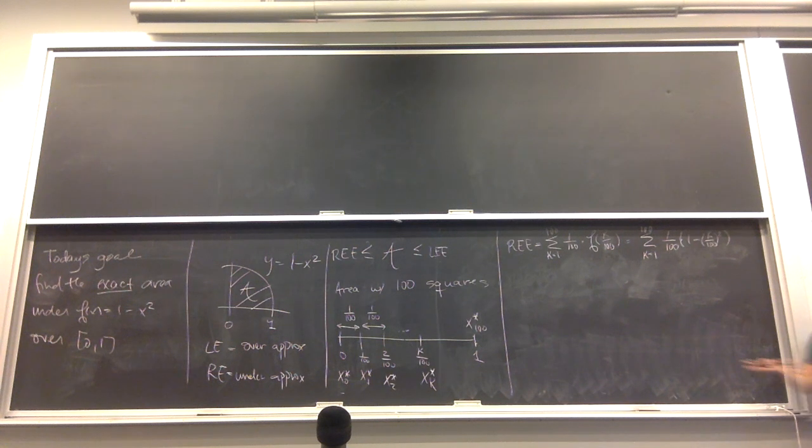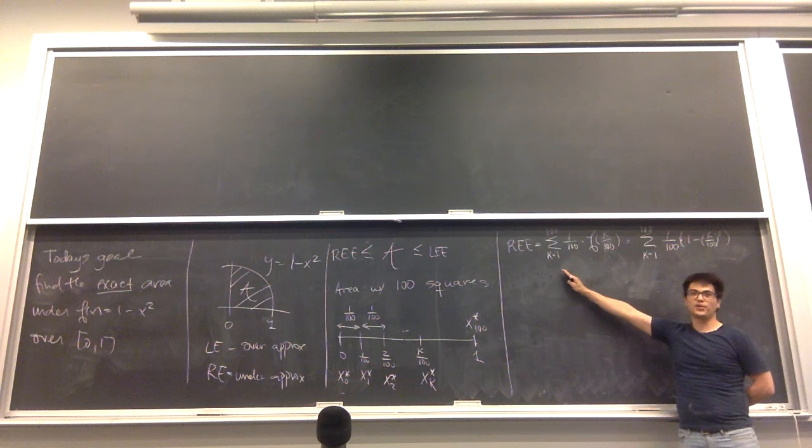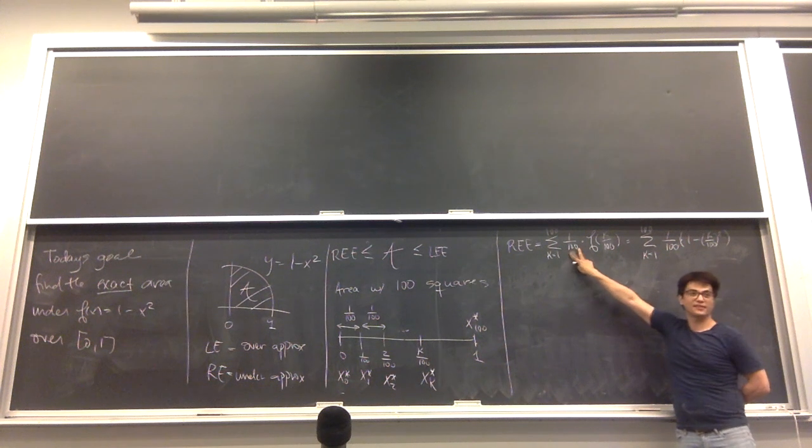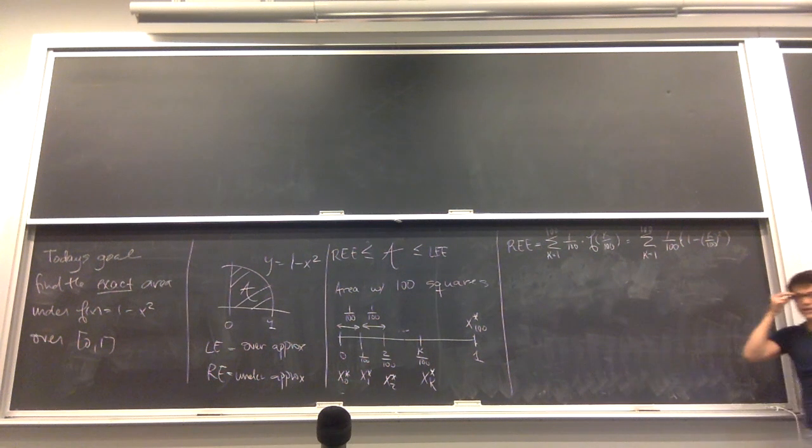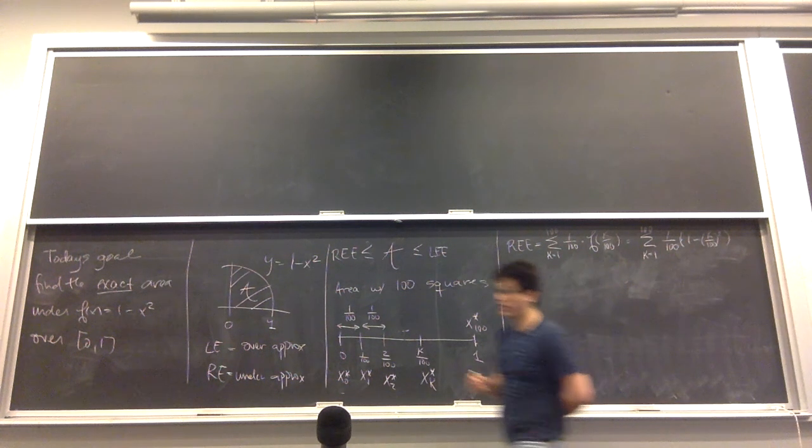Any other complaints? Because I really want to make this solid, right? All I'm doing is multiplying a width times the height. That's going to give me an area of a rectangle, the right one. Yeah? Okay.